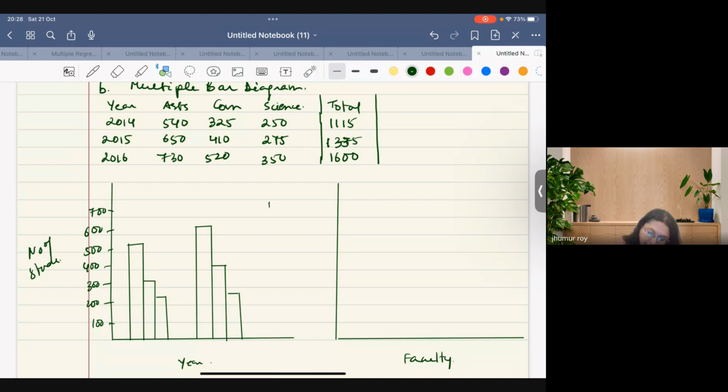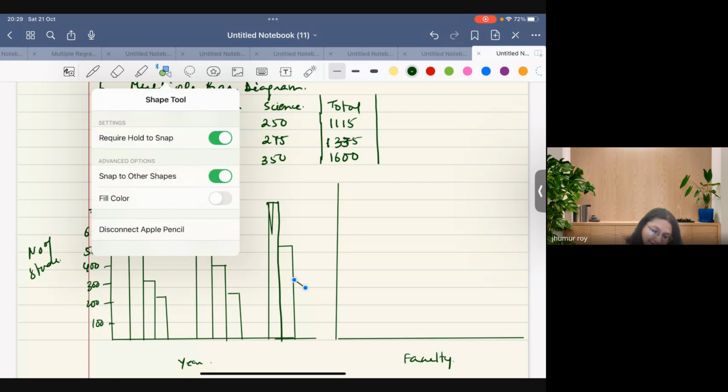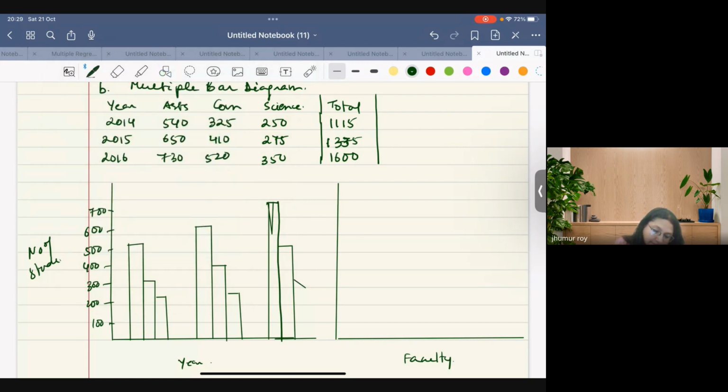So 730 students who were part of arts. Then you had 520 students who were part of your commerce. And then you had 350 students who were part of your science. So 350 students over here. So these are the different things that we found.